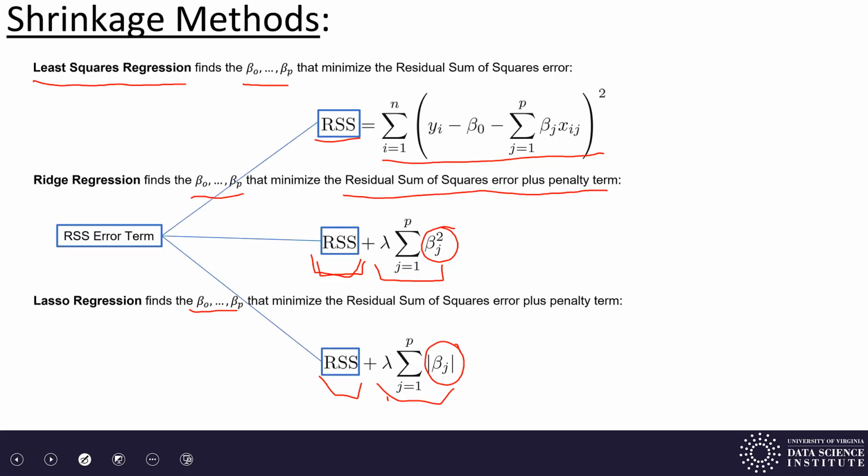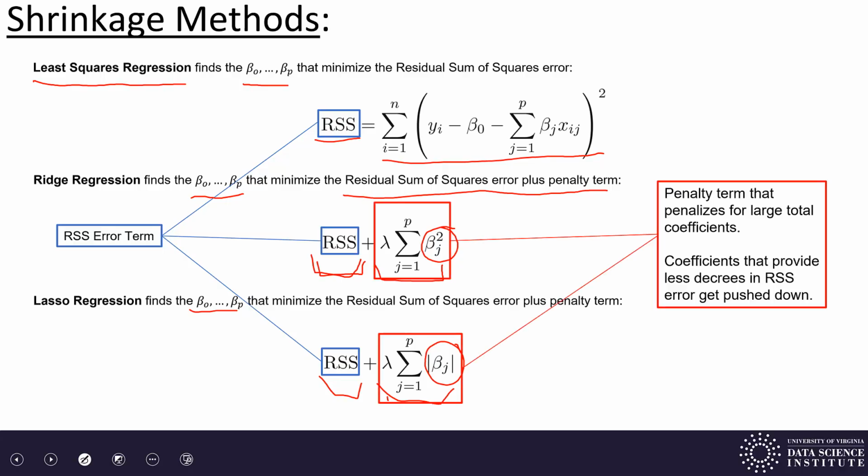On the left-hand side of each of these, you have the residual sum of squares error term. So we're picking coefficients that will make that small. But in ridge regression and lasso regression, we have this penalty term, and that penalty term penalizes large coefficients. If the coefficients are all large, that penalty term is large, and those would be coefficients that won't be chosen.